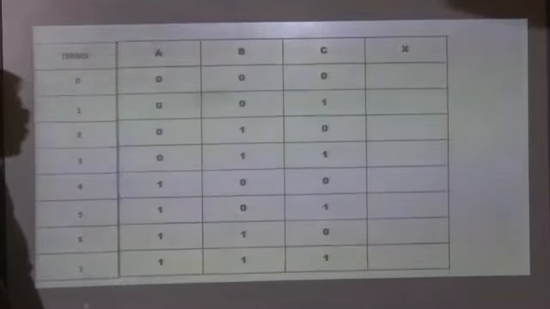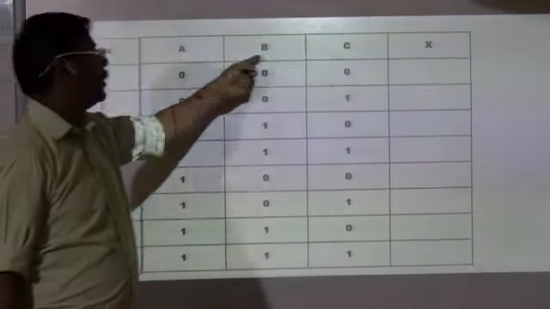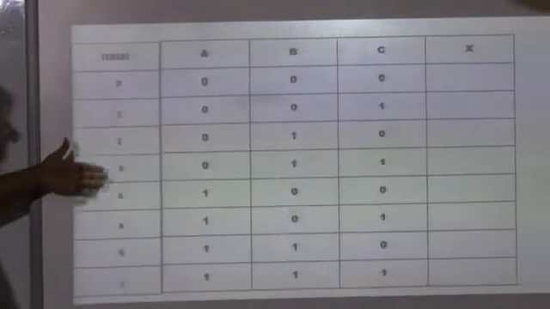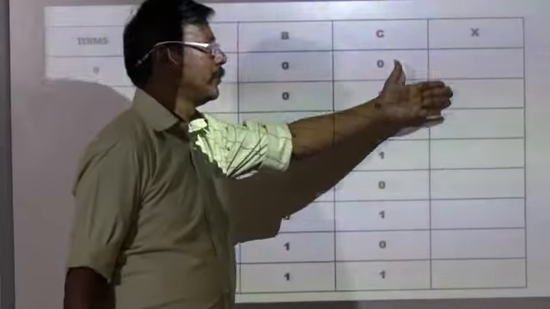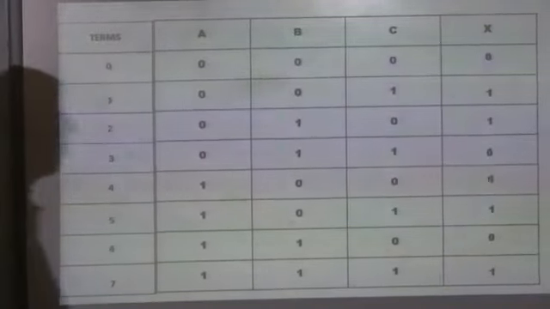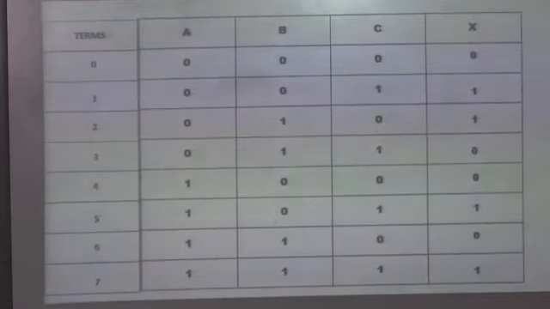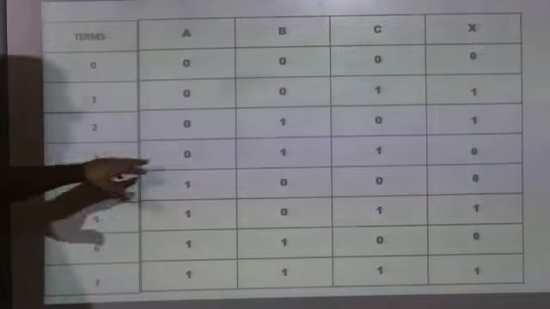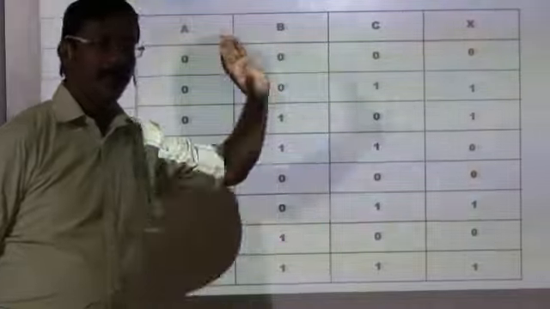Let's go back to the truth table. Remember, we had this truth table, 3 inputs, A, B, C, the 8 combinations, the terms 0, 1, 2, 3, 4, 5, 6, 7. This X is some output. For some Boolean expression, we have got an output. Suppose we have got this output. For the 0th term, we have got 0. For the first term, 1. For the second term, 1. For term 3, 0. Term 4, 0. Term 5, 1. Term 6, 0. Term 7, 1. This output is an example.